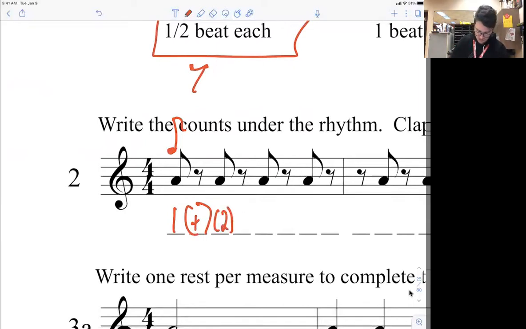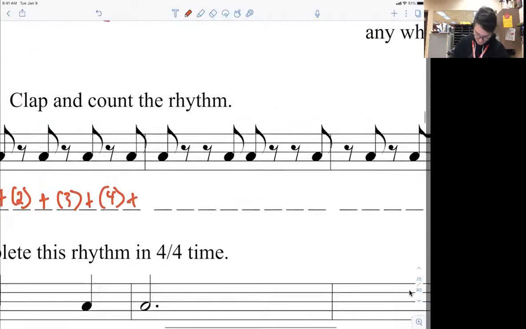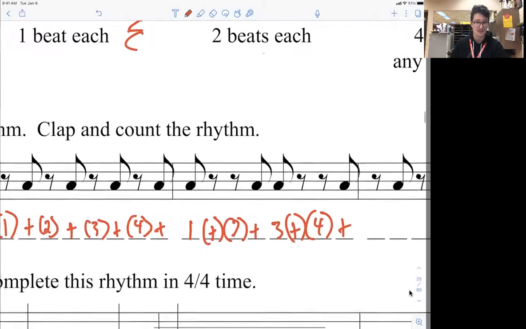So we're going to put parentheses around every rest that we have. 2, oops, wrong way there. Here we go. 2 and 3 and 4 and. Now it looks like the rest is on the beat. So that's 1 and rest and rest and rest and. Now it's getting a little bit trickier. So we have 1 and with the rest, 2 with the rest, and 3 and with the rest, 4 and. That's a lot right there. So take a second to write those in.